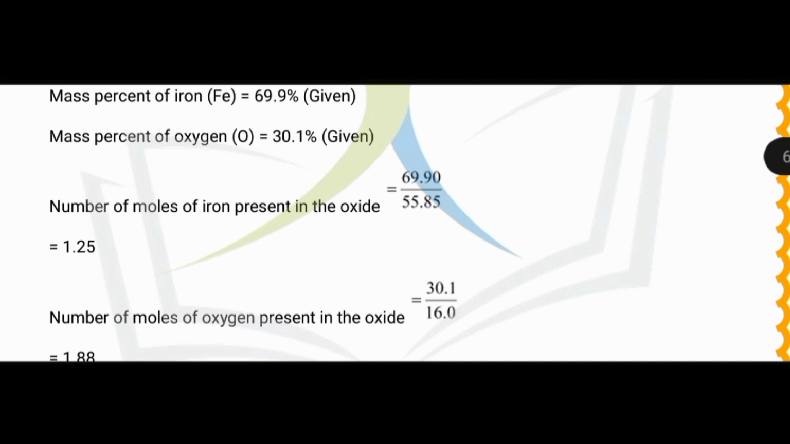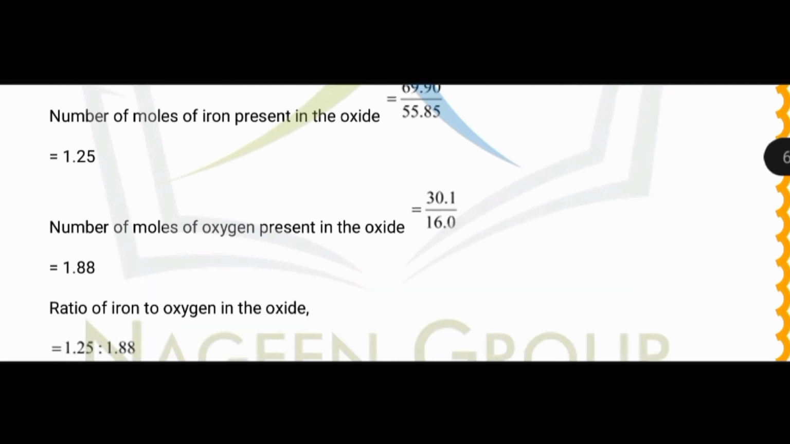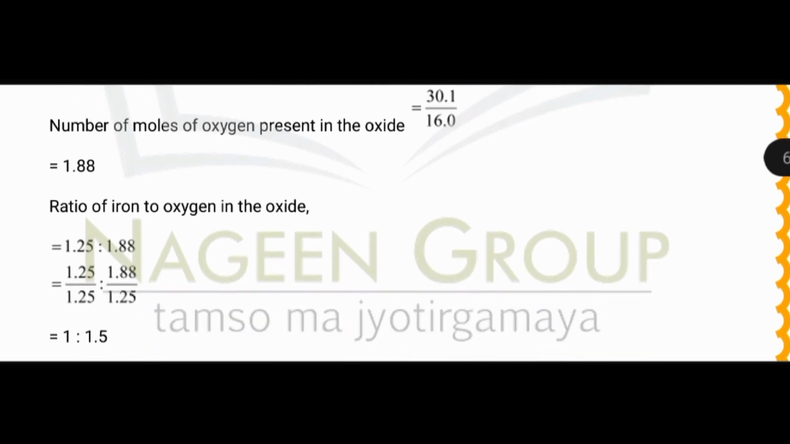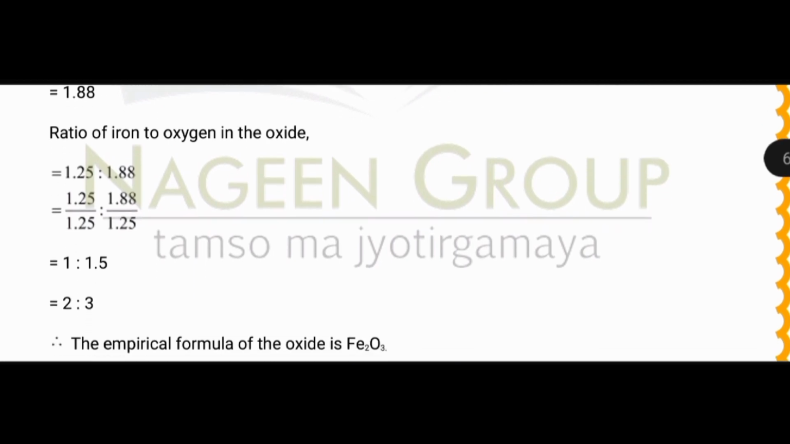Now how can you calculate the moles of iron? That is given weight divided by molar mass. Now given weight is iron 69.9 and molar mass that will be 55.85, and it comes out to be 1.25. Similarly, you can calculate the moles of oxygen, that is 30.1 divided by 16, and it comes out to be 1.88. So simple whole number ratio you can calculate it, 1.25 ratio 1.88, and it comes out to be 1 is to 1.5, and whole number ratio is 2 is to 3, multiply 2 by whole formula. 1 into 2, 1.5 into 2, that comes out to be 3.